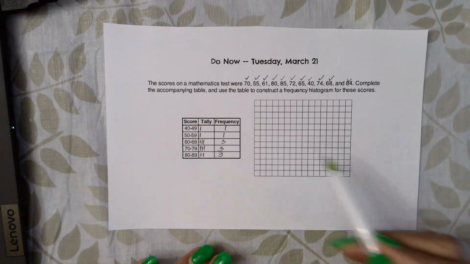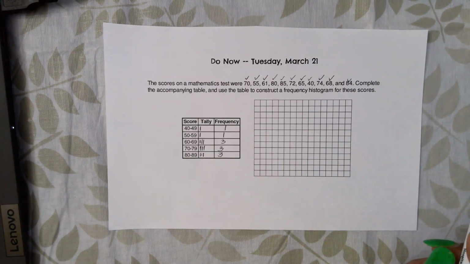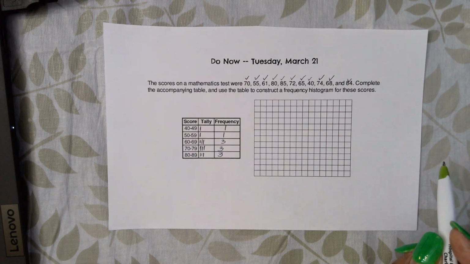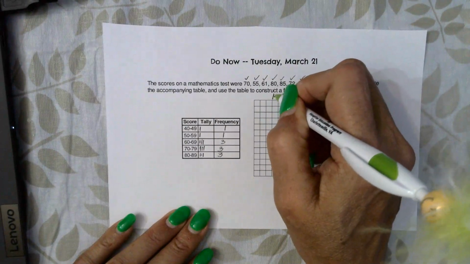Okay, so they gave you this grid to create your frequency histogram. And I'm going to name it math scores.